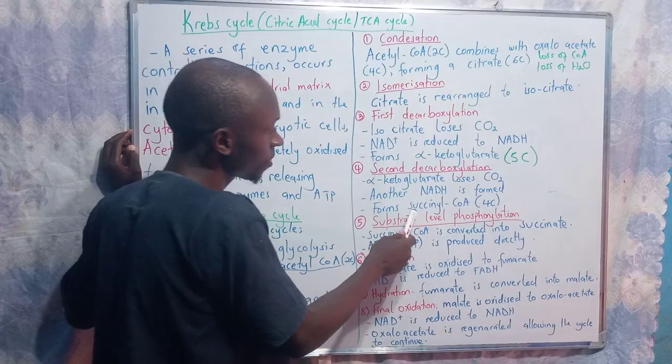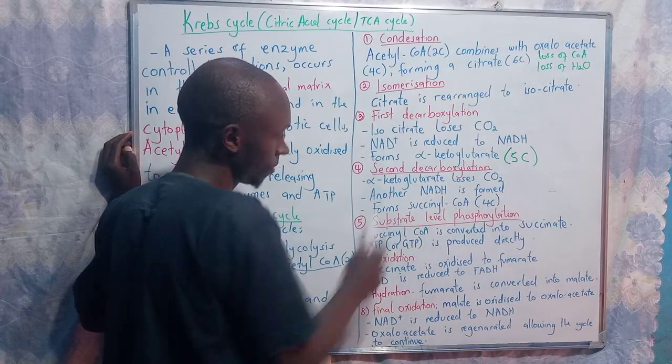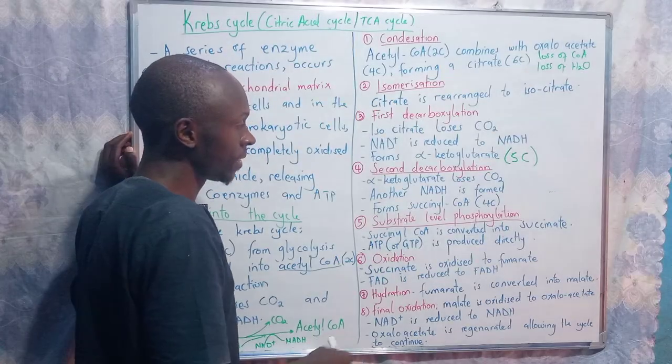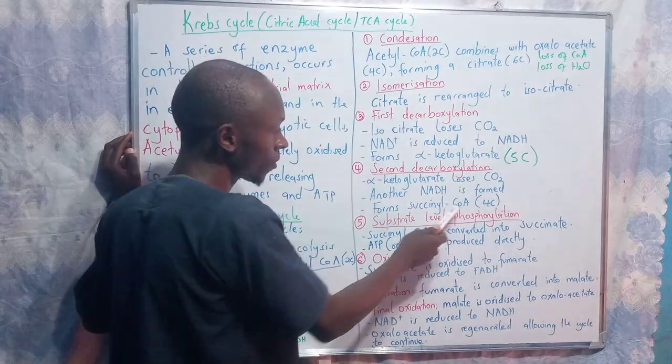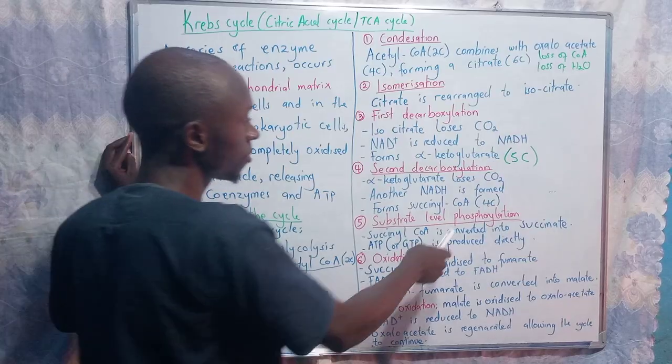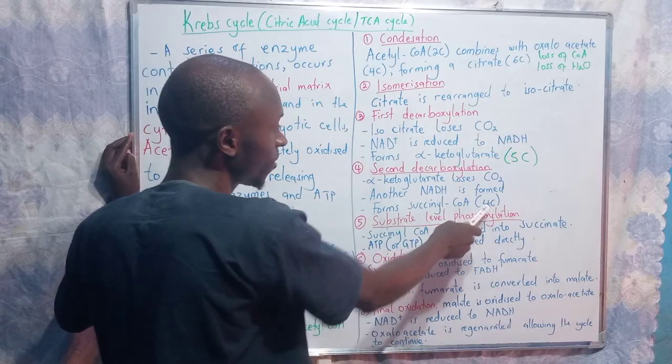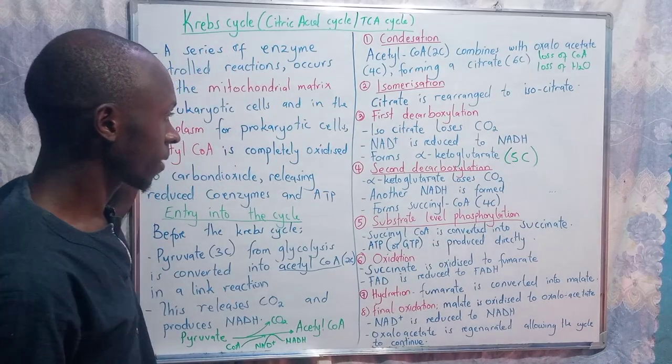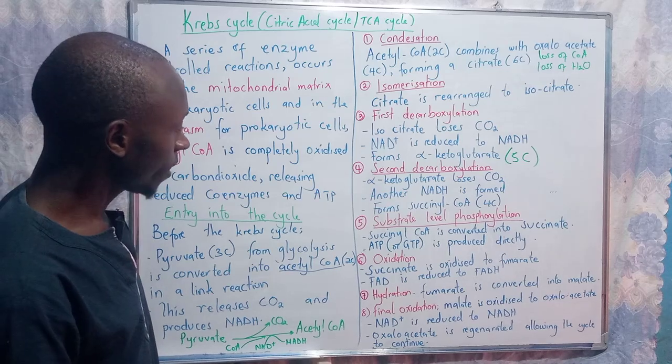The succinyl alone is highly stable. So it means that it is less reactive. So the coenzyme A combines with the succinyl to make it highly unstable. And the succinyl coenzyme A has 4 carbon atoms. So we enter stage number 5.